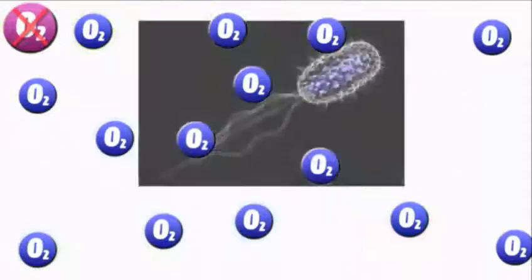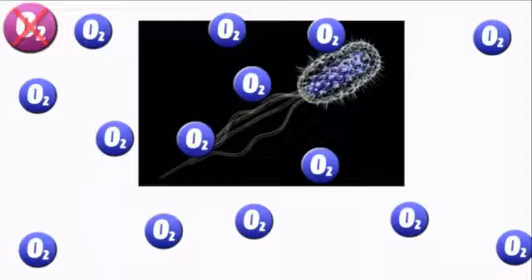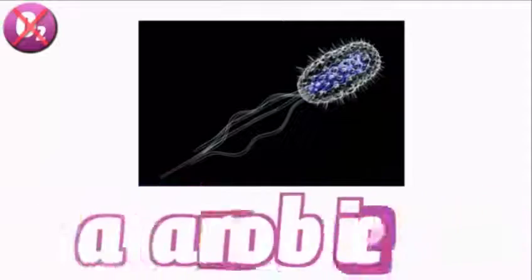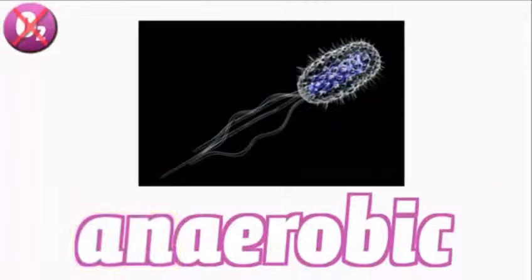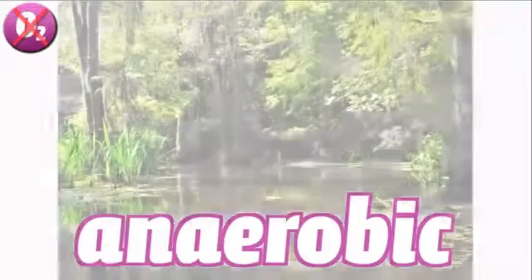However, some living things, like certain types of bacteria, like to live where there is no oxygen. This is called an anaerobic environment. A great example of an anaerobic environment is in a swamp.